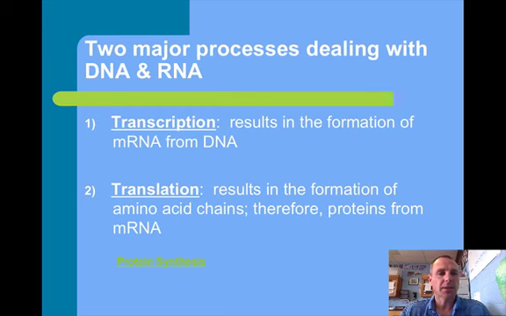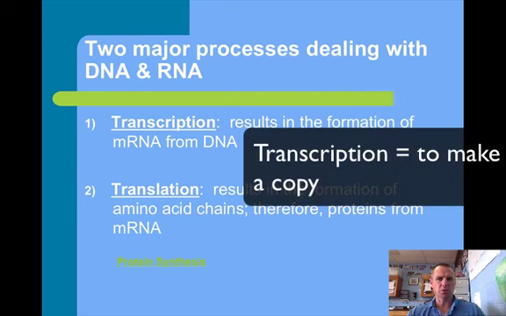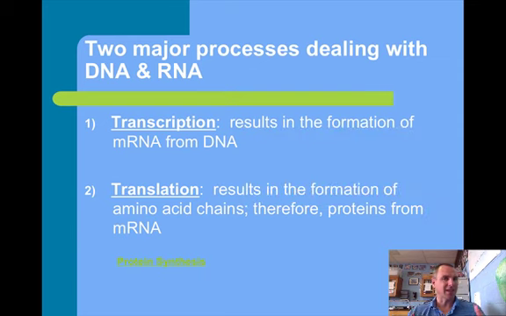All right, the next thing here is there's two major processes dealing with DNA and RNA. They're transcription and translation. Transcription results in the formation of mRNA from DNA. Basically changing DNA to RNA is transcription. If I were to transcribe something, I would simply copy down somebody else's words. That's basically what's happening here. DNA is being copied into mRNA. Basically the same information is being copied, just in a different format.